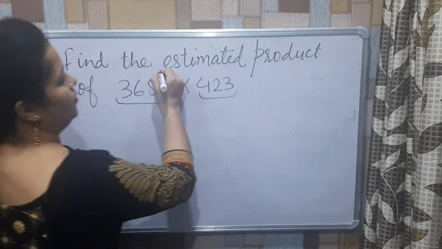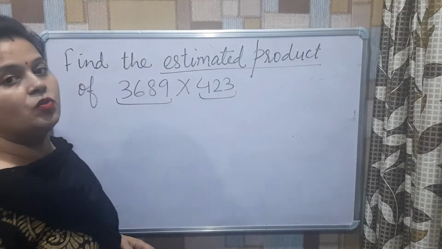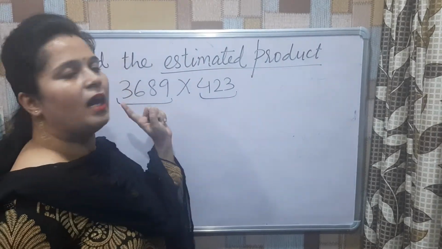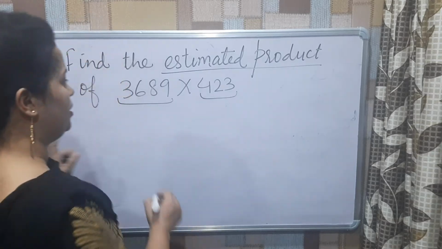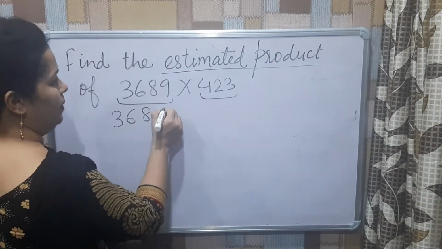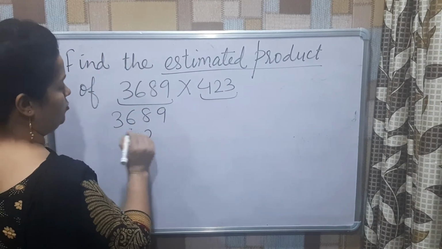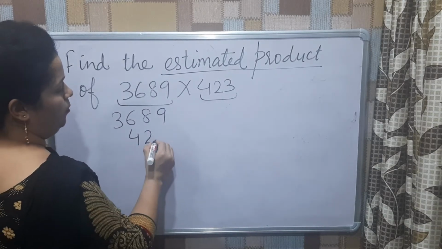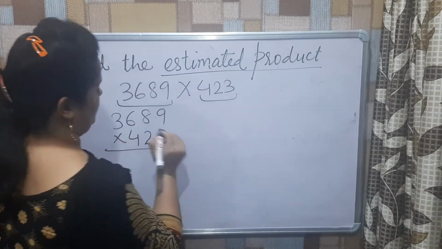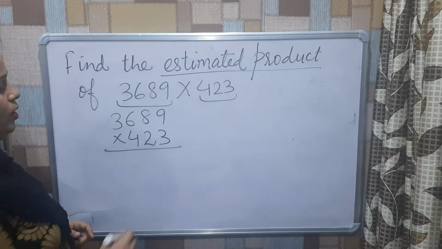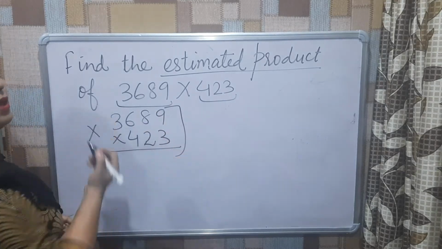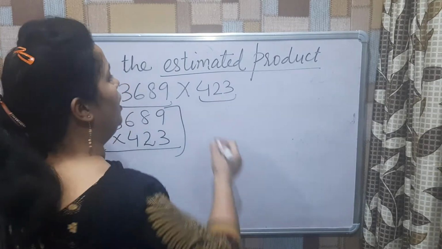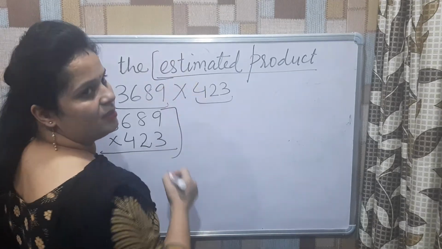If here it is given estimated product, it means it is not asked here to find out the actual product. There is no need to multiply 3689 and 423. There is no need to multiply, no need to do, because they have not asked for the actual product. What they told to find out is estimated product.